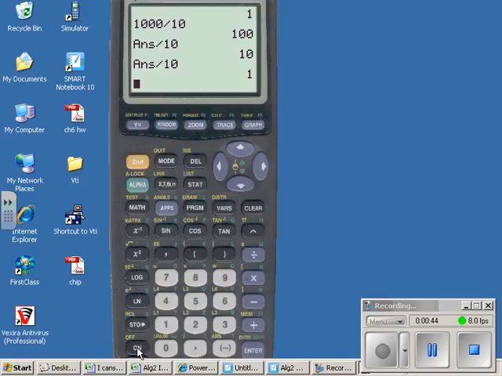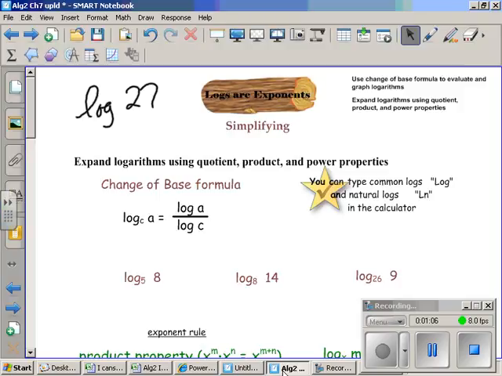All right. So I hit log and then 27 and enter, and that gives me the value. So if I raise 10 to the 1.431363764 power, it would give me what? 27. Okay? So your calculator can calculate common logs and natural logs.